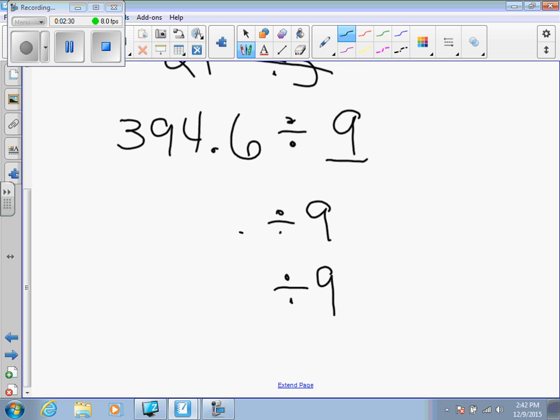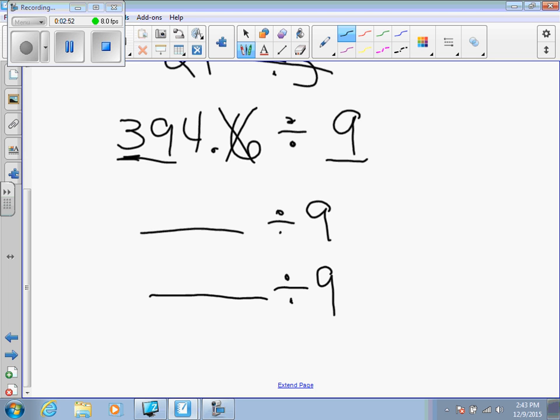So now I need to find my compatible numbers. I'm going to get rid of this number behind the decimal, and I'm going to look at the first digit. Can 3 be divided by 9? No. Extend it. Can 39 be divided by 9? Yes. Does it divide evenly? No. So I'm going to do that high-low.